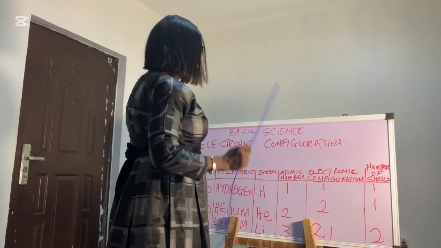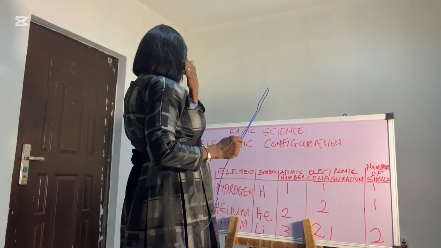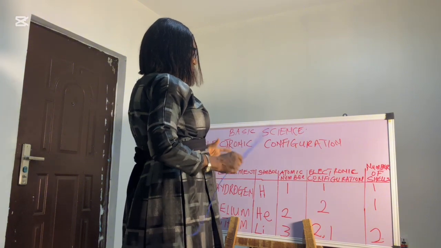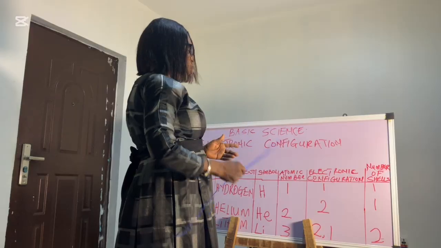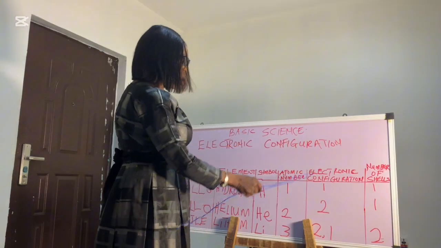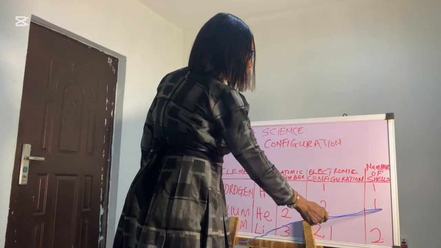Then remember I said the first shell can contain a maximum of 2 electrons. So we are still talking about only one shell after the nucleus for these 2 electrons. The number of shells is 1.